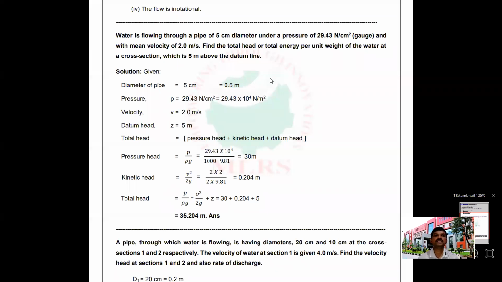Okay, students, now we will see the first problem. I will read the question. Please follow. Water is flowing through a pipe of 5 centimeter diameter. So imagine a pipe.